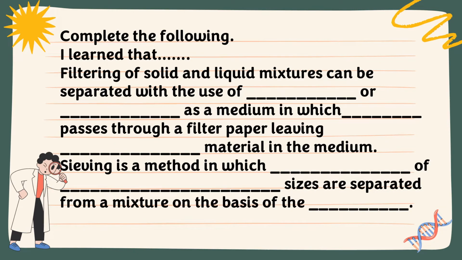Okay, I learned that filtering of solid and liquid mixtures can be separated with the use of filter paper or filter cloth as a medium in which liquid passes through, leaving insoluble solid materials in the medium. And sieving is a method in which two or more components of different sizes are separated from a mixture on the basis of their sizes.